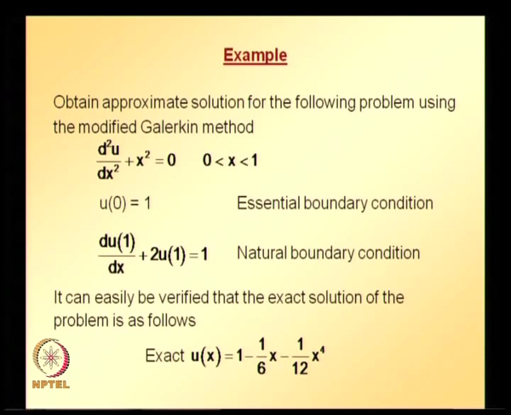And now we look at the next problem. This problem we also solved using the variational method, and now we will solve the same problem using the modified Galerkin method. The problem statement is given here: second derivative of u with respect to x square plus x square is equal to 0, problem domain is 0 to 1, essential boundary condition u evaluated at x is equal to 0 is 1, and natural boundary condition derivative of u evaluated at x is equal to 1 plus 2 times u evaluated at x is equal to 1 is 1.